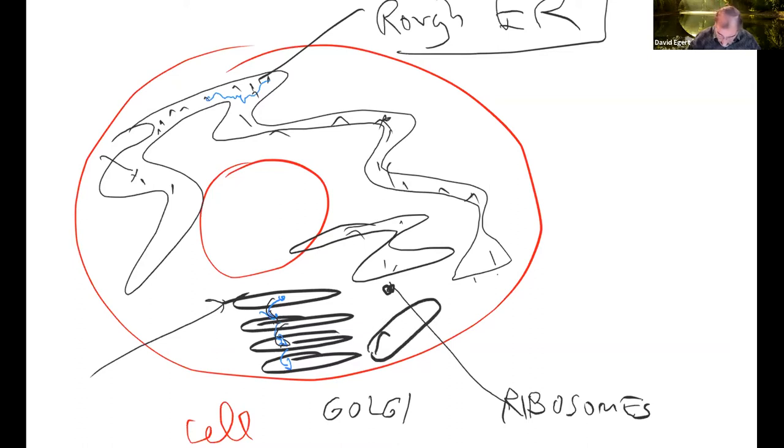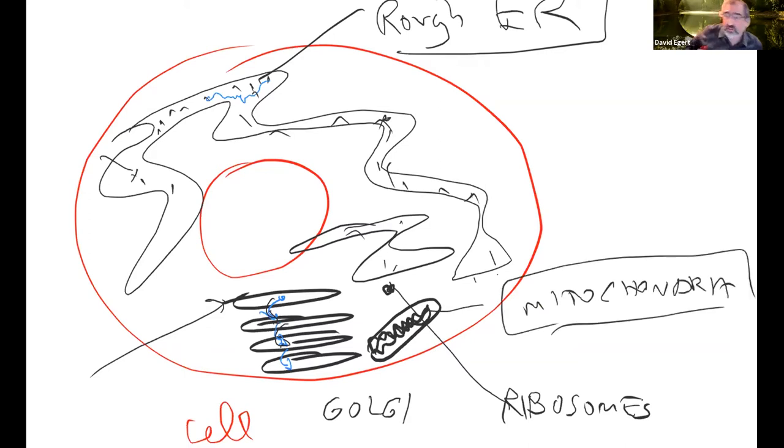What do we call the little organelles where cellular respiration happens? Mitochondria. Yeah, the mitochondria, right? We are going to spend a lot of time looking at mitochondria. So far, I am assuming that you know mitochondria is where cellular respiration happens and where the majority of the ATP is being made. They always say the powerhouse of the cell.